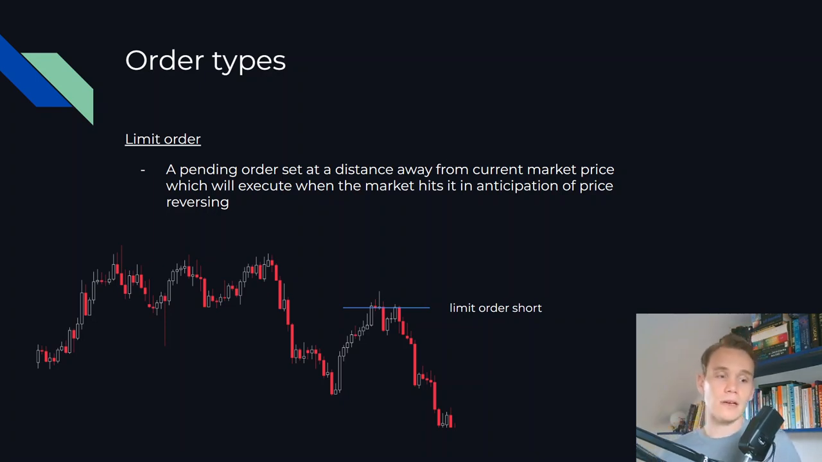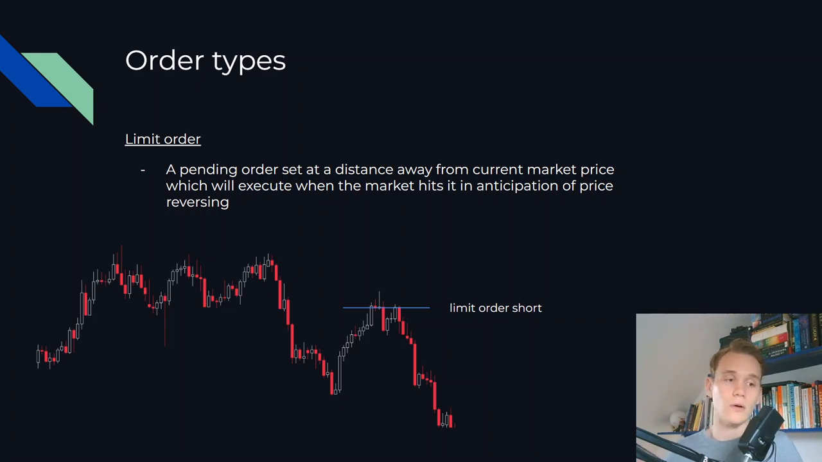This can be very helpful and very handy when it comes to availability at the charts. Maybe you don't have the availability to set an order to execute live. Maybe you're at work, maybe you're busy, so you find a nice area of value in the markets.